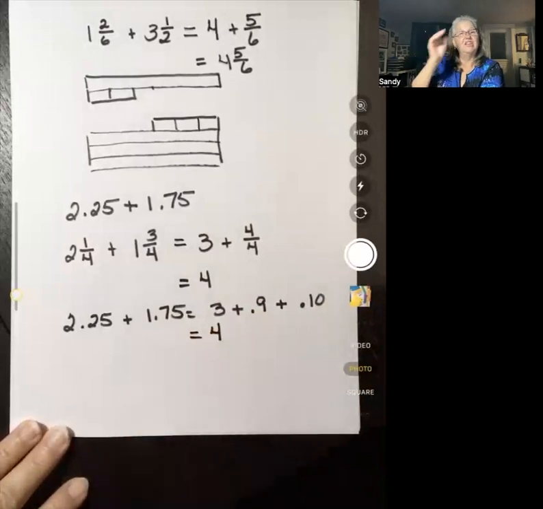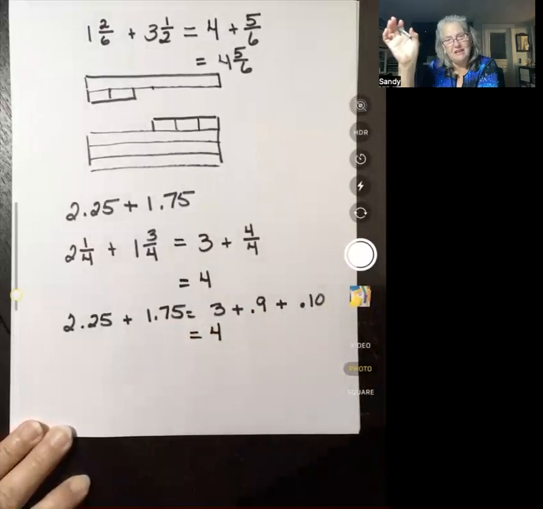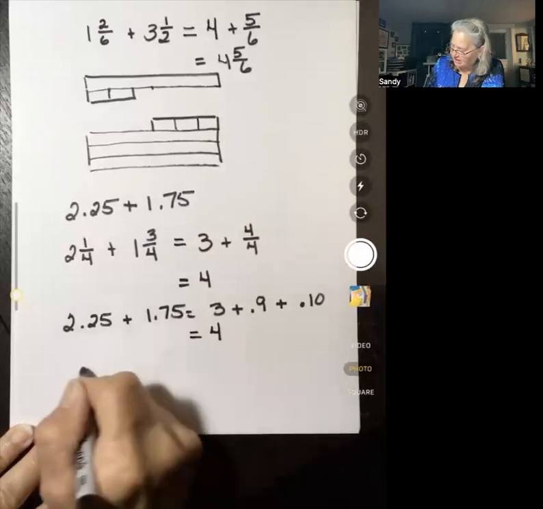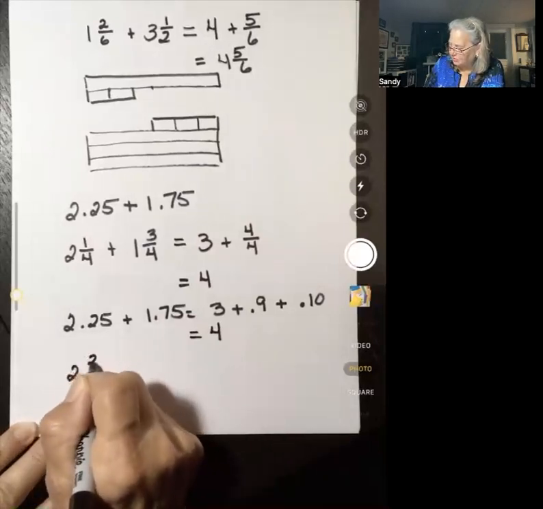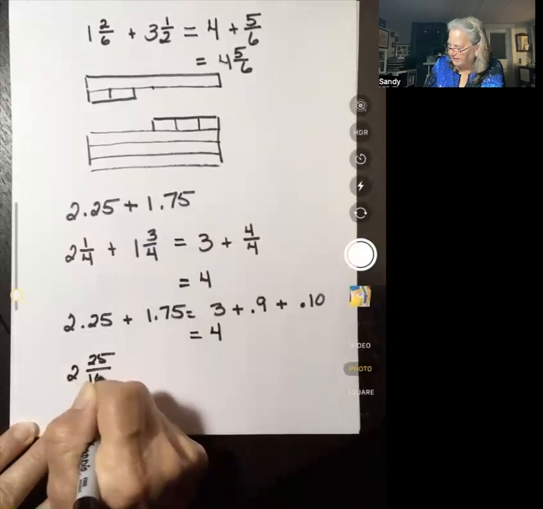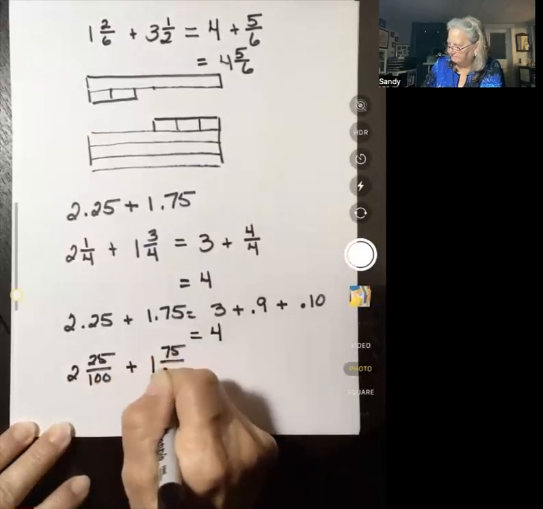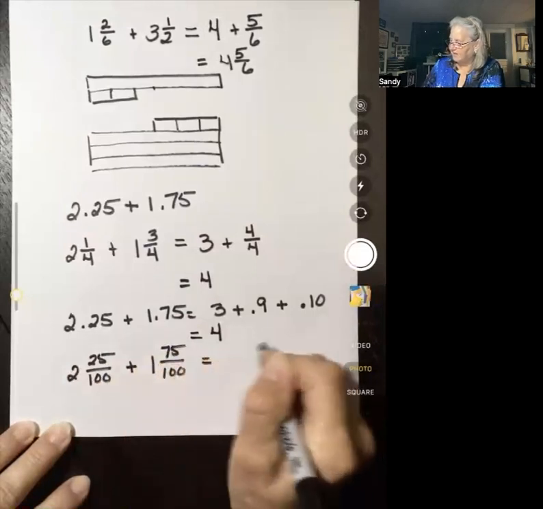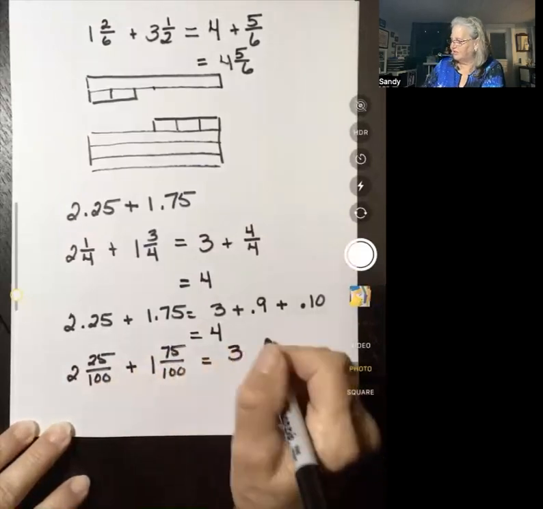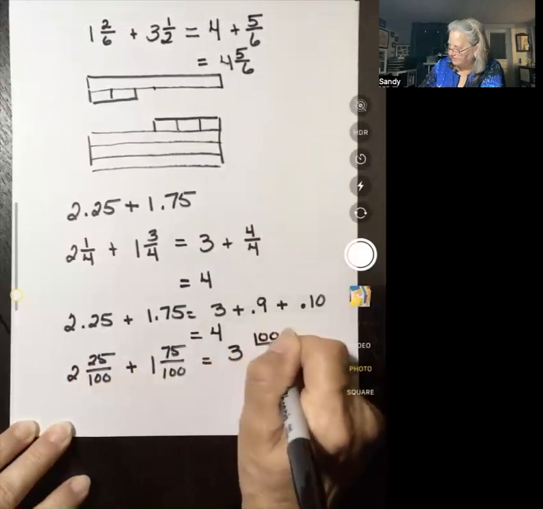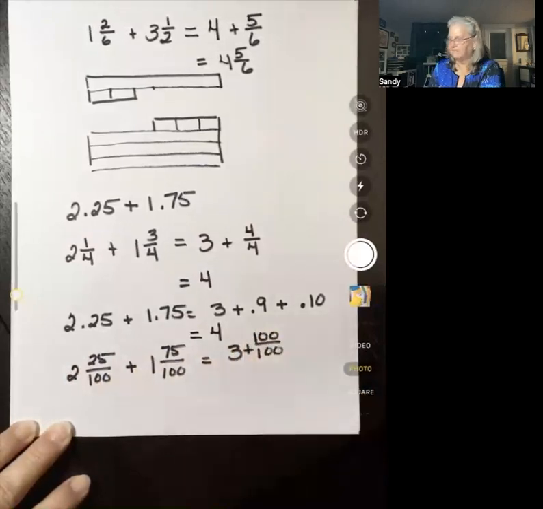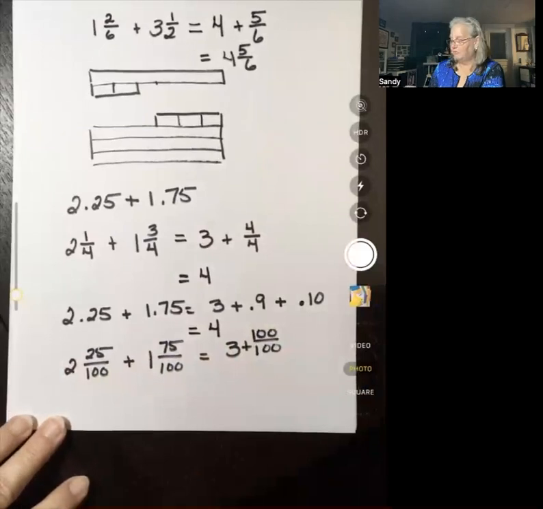Or I can think about just that the hundredths is hundredths. 25 hundredths put together with 75 hundredths is 100 hundredths. So I could also think of this. Let's say I was thinking in terms of common fractions. I've got the wholes with the wholes. I've got the hundredths with the hundredths. There are my partial sums. And what do I know about 100 hundredths?